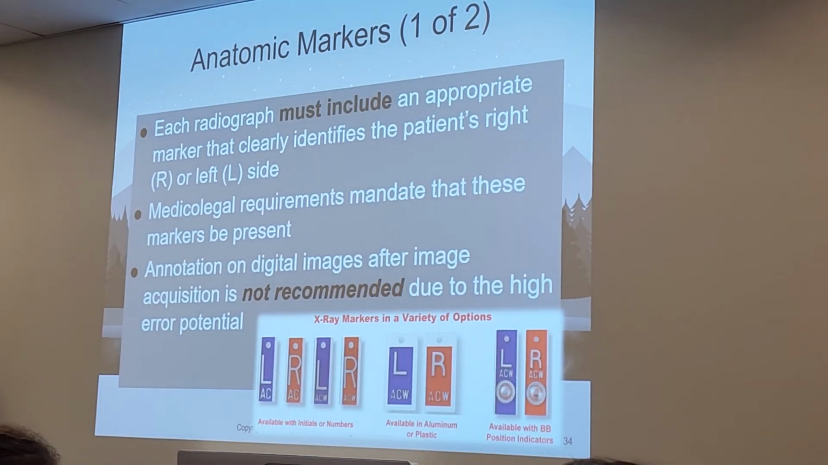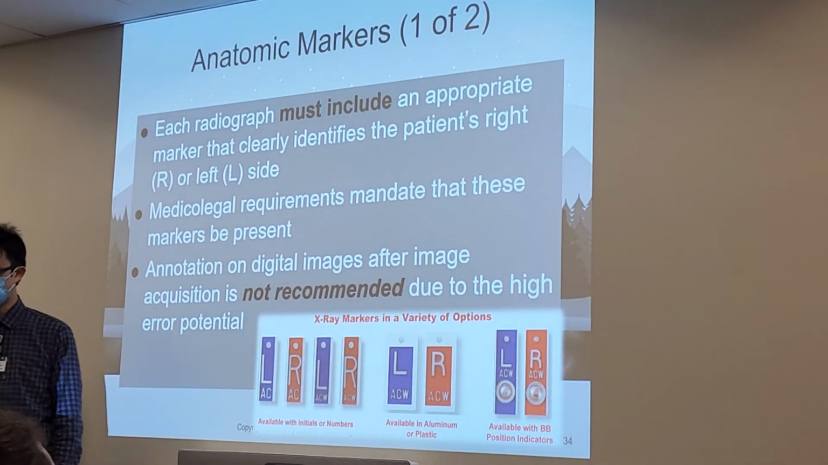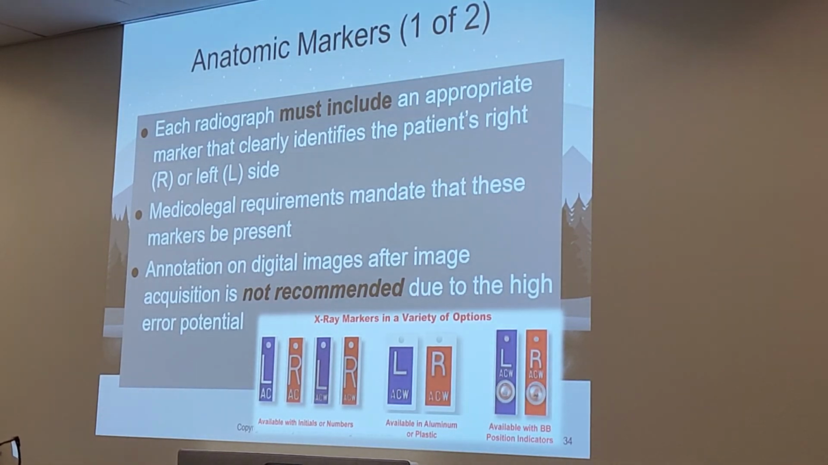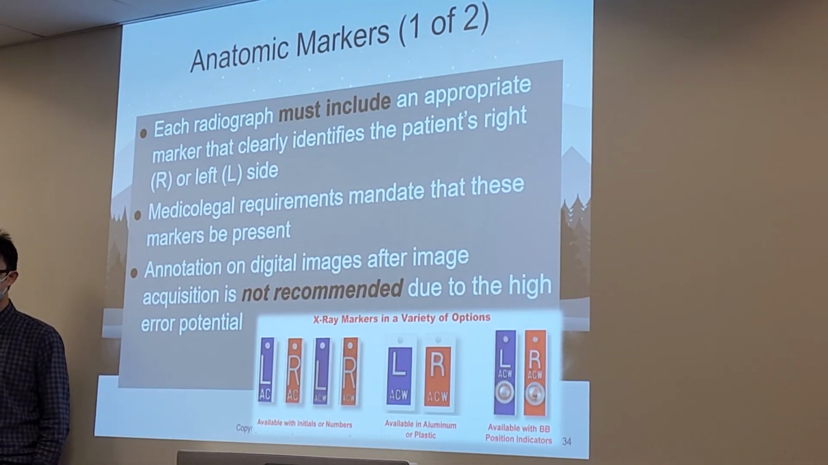Okay, anatomic markers. Your markers are being ordered right now. You will get them as soon as they come in. The purpose of markers is to indicate which side is left or which side is right. This is important because this is a legal requirement. It is a medical legal mandate that these markers be present. If your image ever needs to be brought up in a court of law, it must have a marker to be legally viable.